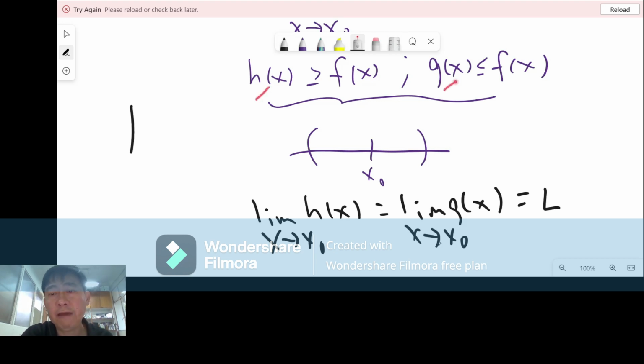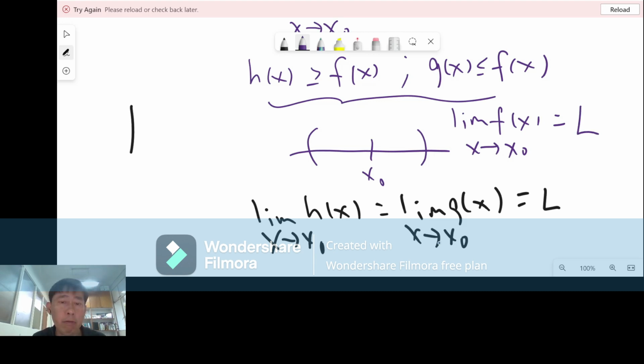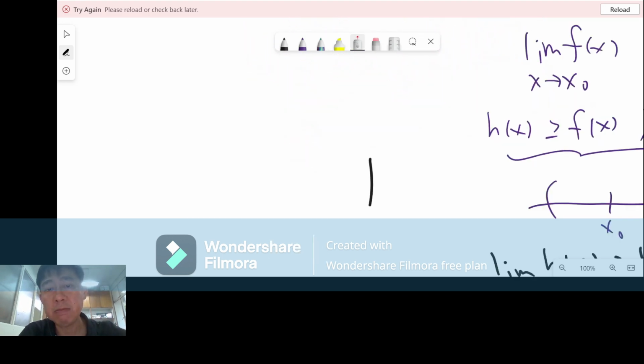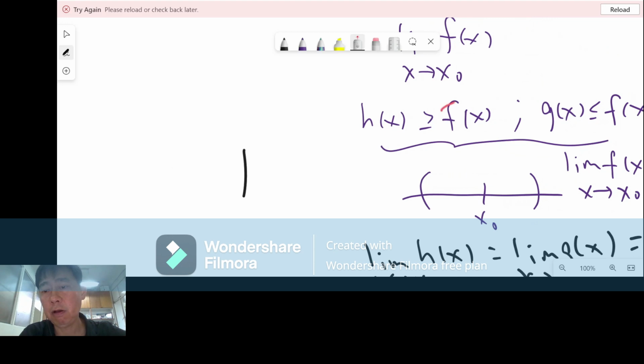So if you can find two functions h and g that fulfill this condition, then the limit of the function f at x naught is simply equal to the value L, right? So you make use of the knowledge of the limits of h and g at the point x naught to allow you to obtain the limit of the function f.